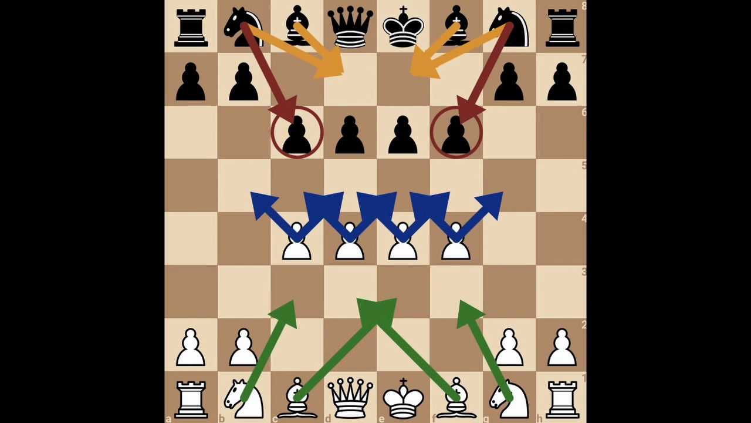The knights can't go to f6 or c6 and have to make do with the d7 and e7 squares, and the bishops also have to make do with the e7 and d7 squares since they don't have open diagonals. Because of the lack of space, black is significantly more cramped and has more difficulty activating their pieces.